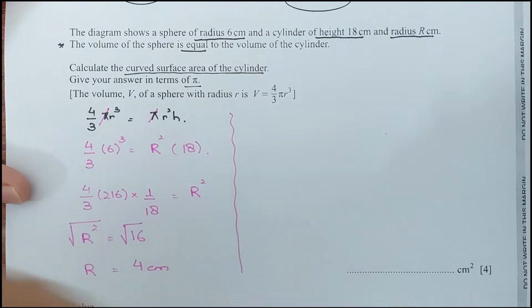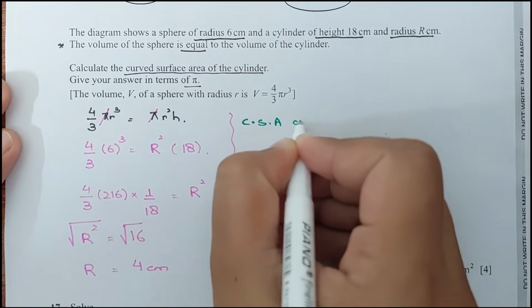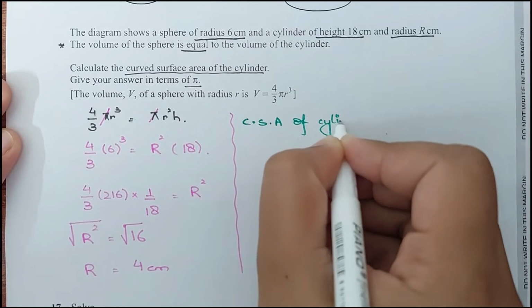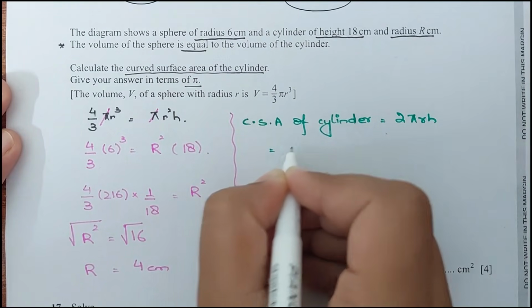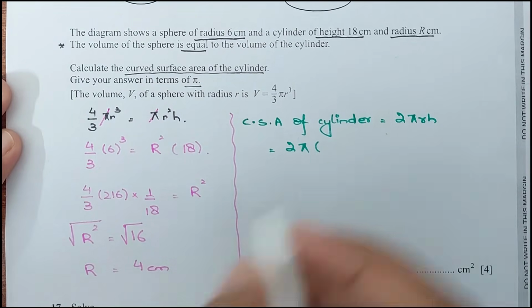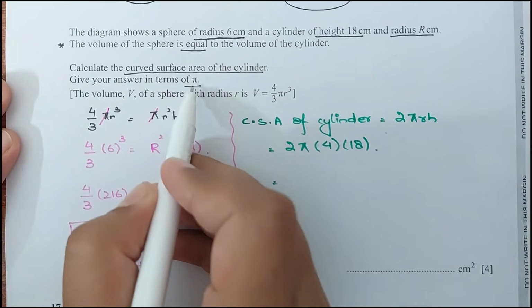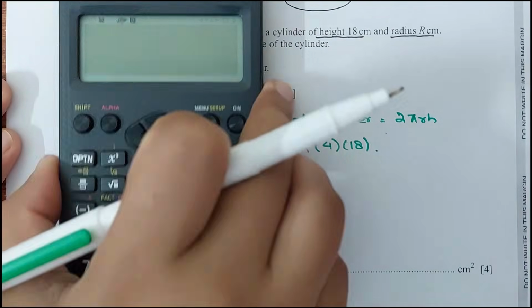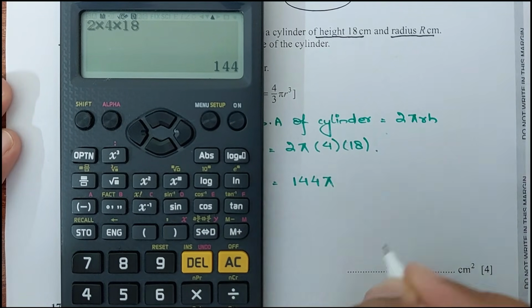Now we can easily find the curved surface area of the cylinder. The curved surface area of a cylinder is equal to 2 pi r h. So 2 pi, the radius of the cylinder is 4, and the height of the cylinder is 18. We have to keep the answer in terms of pi, so just simplify 2 times 4 times 18. This is 144 pi square centimeters.